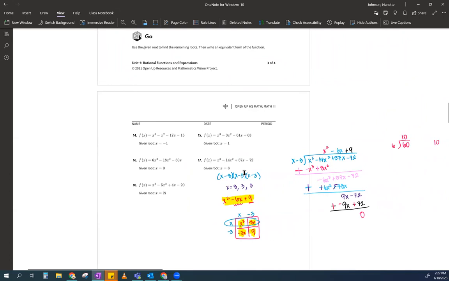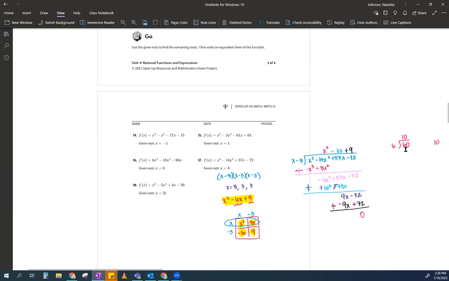So if you look at what we did here, they gave us a function and then they gave us a root at 8. So the very first thing we did was we wrote its factor, right? If x equals 8 is the root, then its factor is x minus 8. Then we took x minus 8 and used long division to find, if this is a factor, what's its partner, right?